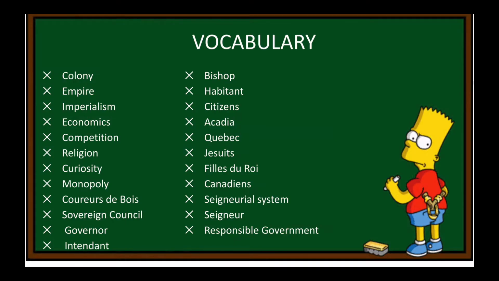There's again quite a few vocabulary words that we've got for this chapter. We've got colony, empire, imperialism, economics, competition, religion, curiosity, monopoly, coureur de bois, sovereign council, governor, intendant, bishop, habitant, citizens, Acadia, Quebec, Jesuits, fille du roi, Canadien, seigneurial system, seigneur, responsible government.